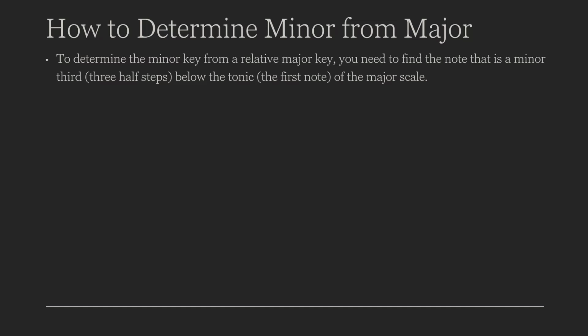Yes, that was what I was saying initially. Yes, but I wanted us to take it step by step. So the relative minor of C major is A minor. So, steps to follow. One, identify the tonic of the major key, which we did. We said the tonic of C major is C.